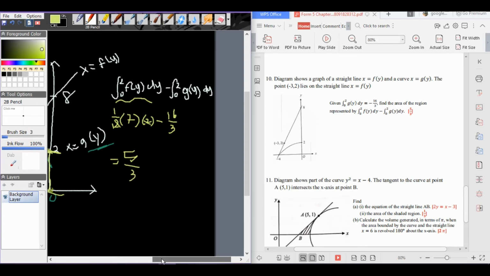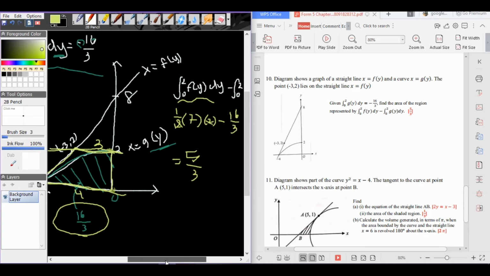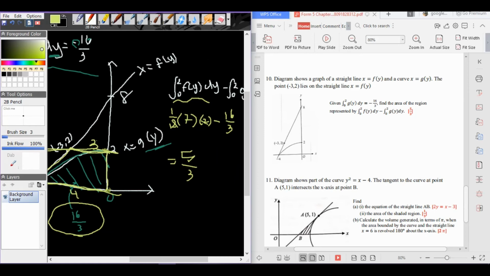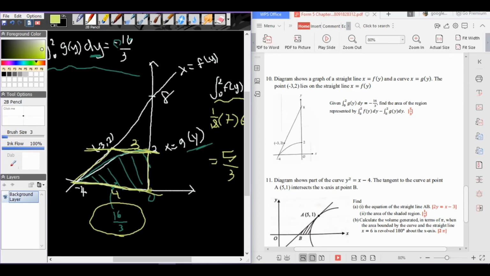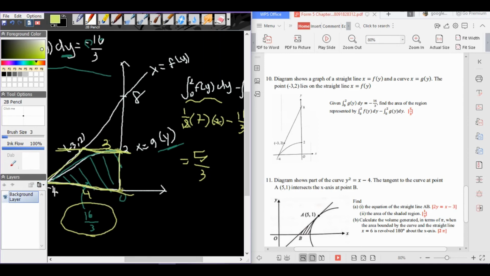This question is testing whether you understand the idea of integration. Integration helps us to find the area. So the integral from 0 to 2 of f(y) dy: f(y) is this straight line, and the area generated from 0 to 2 for this straight line will be a trapezium. Minus the area generated by the curve from 0 to 2. The question gives us negative, but we cannot put negative there, because the negative sign is because it is on the left side of the y-axis. When we put in the value, we have to get rid of this negative, so you just need to put 16 over 3. Then you get the answer 5 over 3.